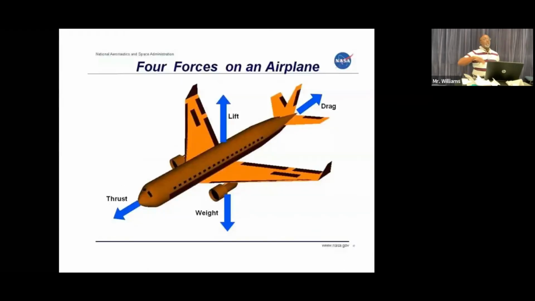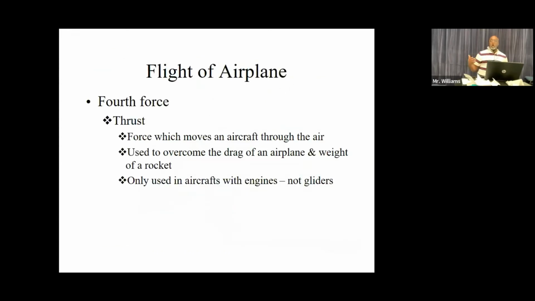Now, as I said, there are only three forces when we talk about gliders because they don't have an engine. But when you talk about a motorized airplane, there's a fourth. An airplane, just like a glider, has lift, drag, and weight, but it also has something called thrust. What is thrust? Thrust is the fourth force that comes into play when you talk about planes. Basically, it is the force which moves an aircraft through the air.